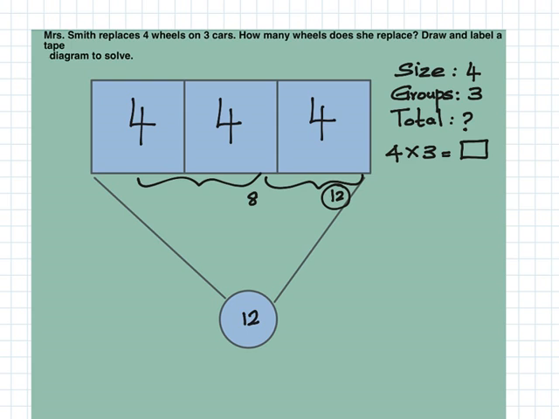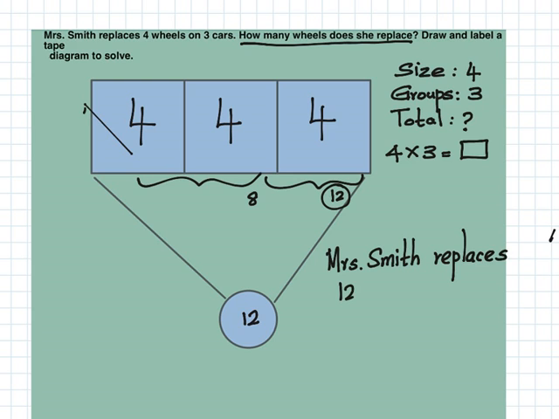The statement for this question: we have to restate the last question. How many wheels does she replace? So the character goes first. The character is Mrs. Smith. Mrs. Smith replaces 12 wheels. Period.